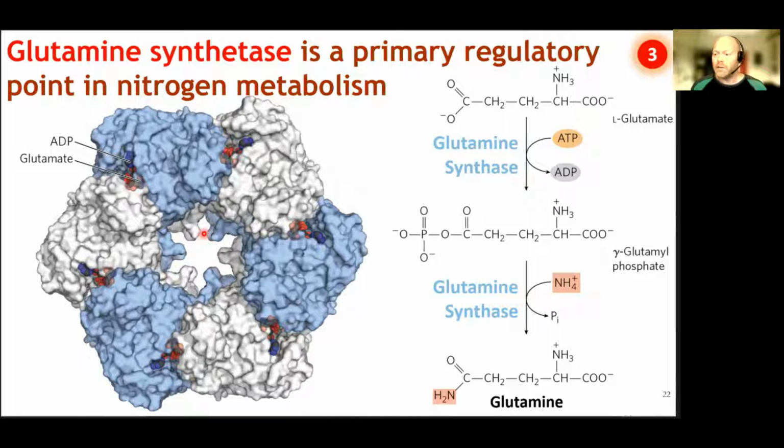Now, glutamine synthase converts glutamate to glutamine. As the reaction scheme presented to the right shows, the conversion is a two-step process. Each subunit has a pocket that accepts glutamate and ATP in the first step. Then, for the second step, gamma-glutamyl phosphate produced in the first step and ammonium binds in the same pocket.